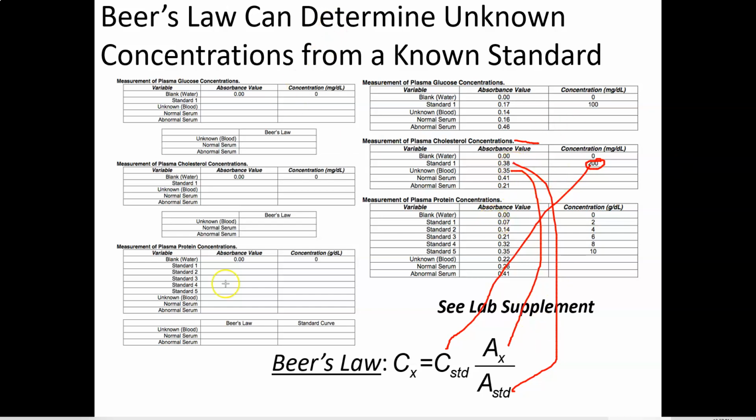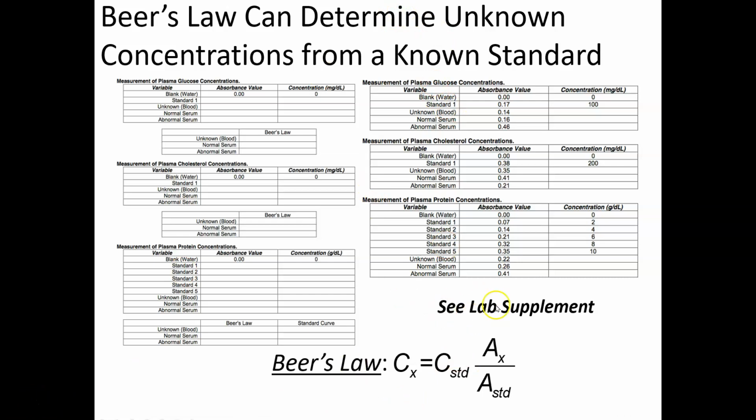Now, the protein is kind of where we're going to do it a little bit differently. All right, so for protein, the issue we have is that we use the same formula, but notice for protein, we have multiple numbers. We have multiple standards.